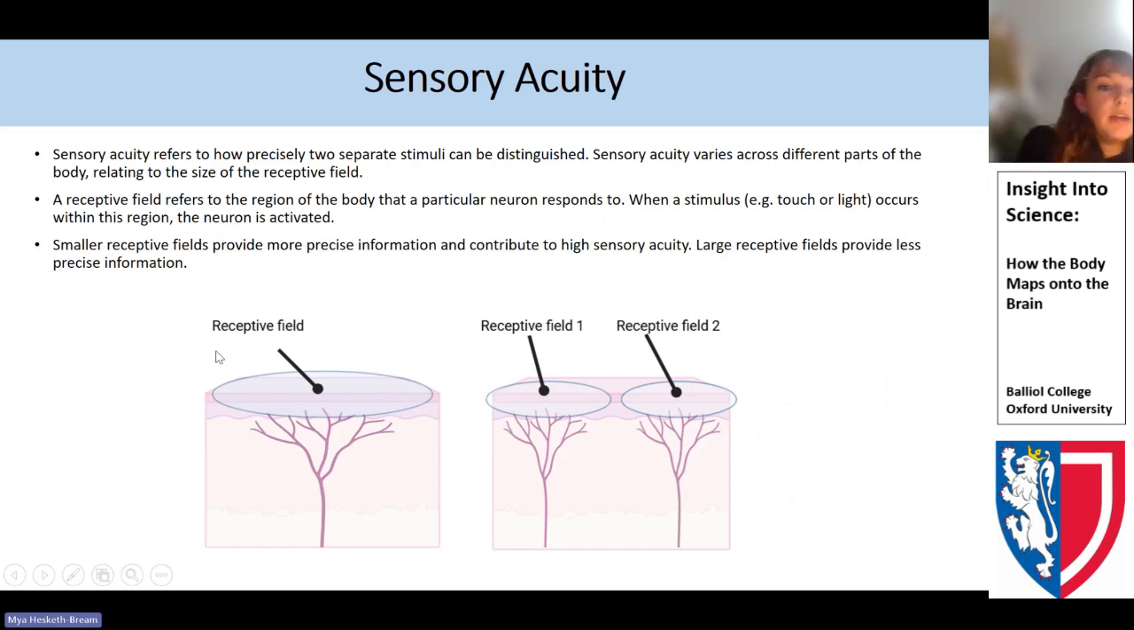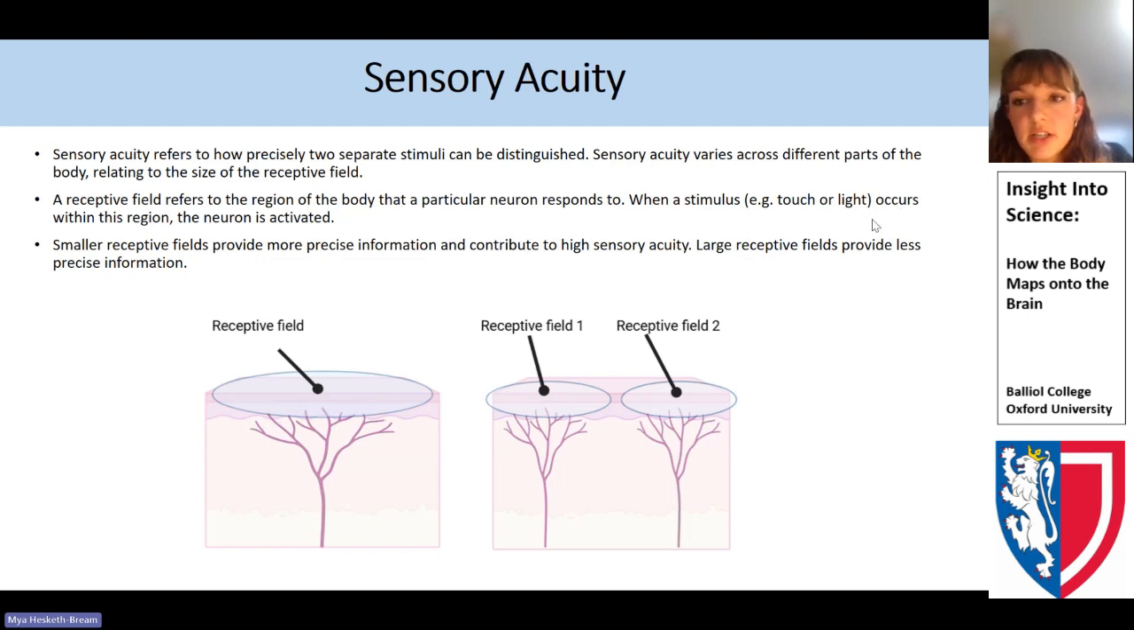Okay, so now I want to move on to something called sensory acuity. This is a very related topic to what we've been talking about, but it refers to how precisely two separate stimuli can be distinguished. This sensory acuity varies across different parts of the body, and it relates to something called the size of the receptive field. The receptive field refers to the region of the body that a particular neuron responds to.